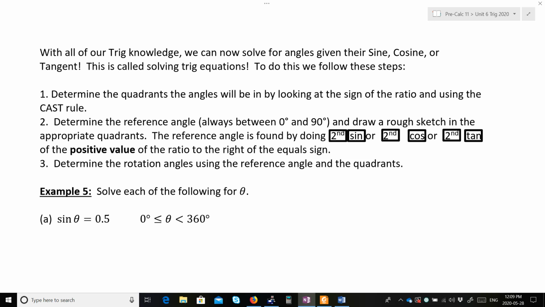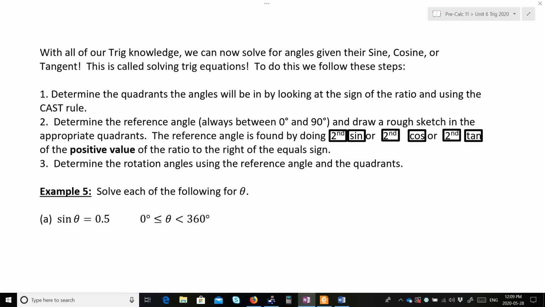Number 1, determine the quadrants the angles will be in by looking at the sign of the ratio and using the CAST rule. Number 2, determine the reference angle. It's always between 0 degrees and 90 degrees. And draw a rough sketch in the appropriate quadrants.